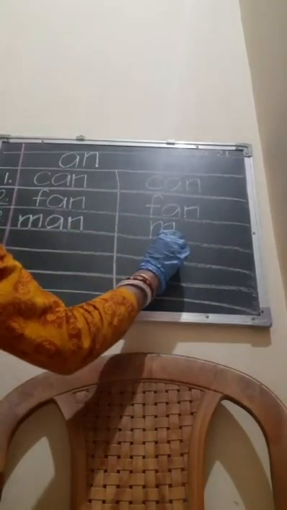M, A, N. Man. M-A-N. Man. A man is sitting under a fan. A man is sitting under a fan. You can sing and write. Enjoy. Okay? Man. M-A-N. Man. Okay. What's the next word?